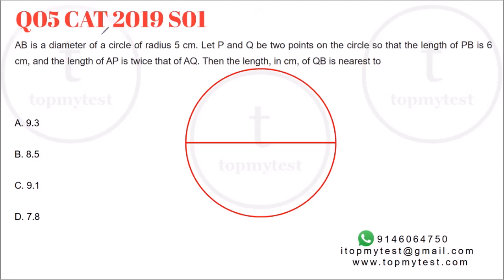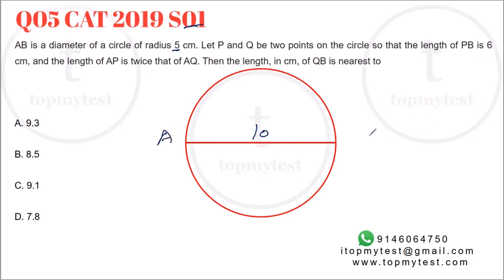Question number 5 is from CAT 2019 slot 1. Not too difficult. Let's see what this is. AB is the diameter of a circle of radius 5. Right, radius is 5, so the diameter will be 10 units.